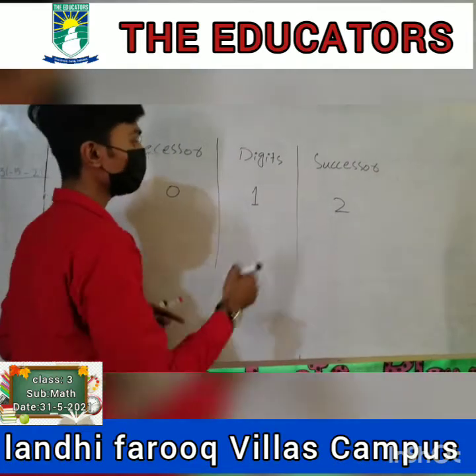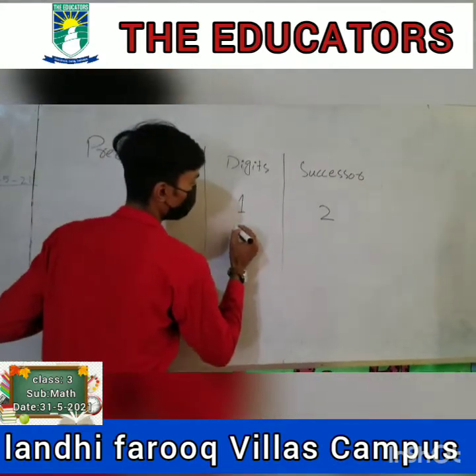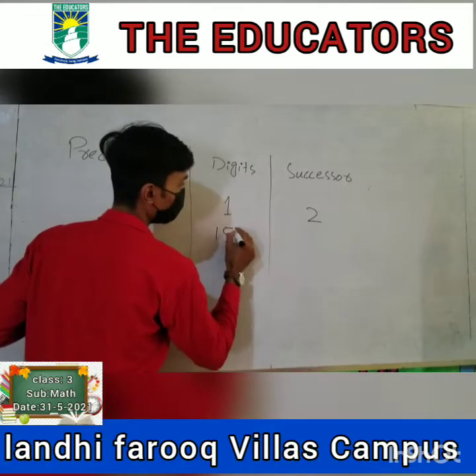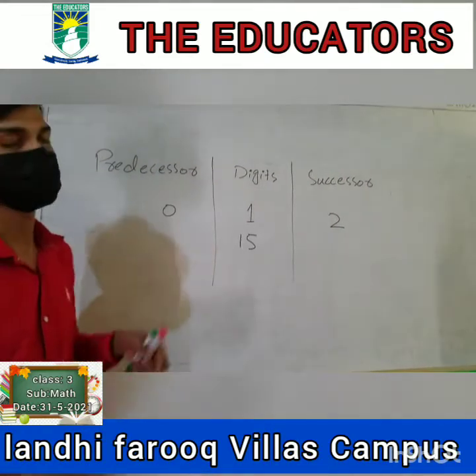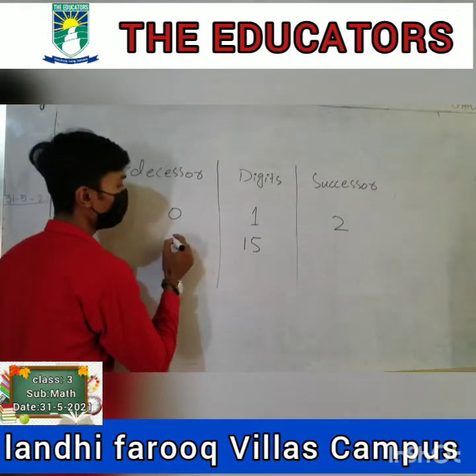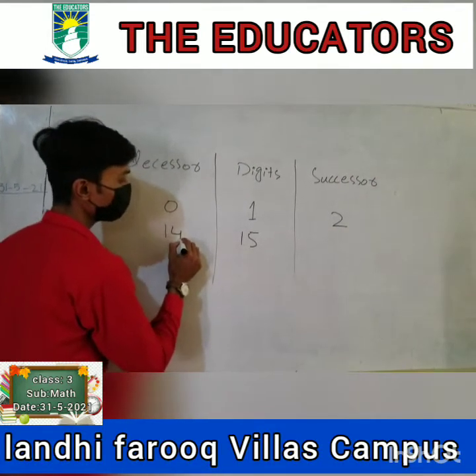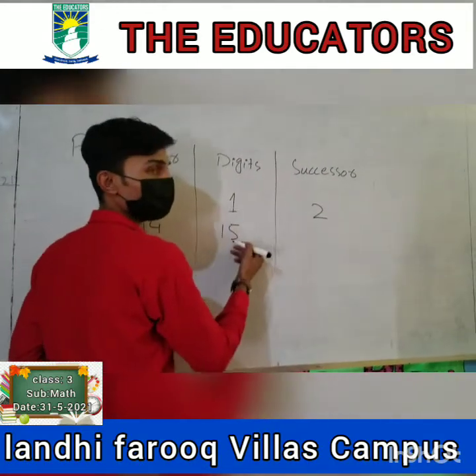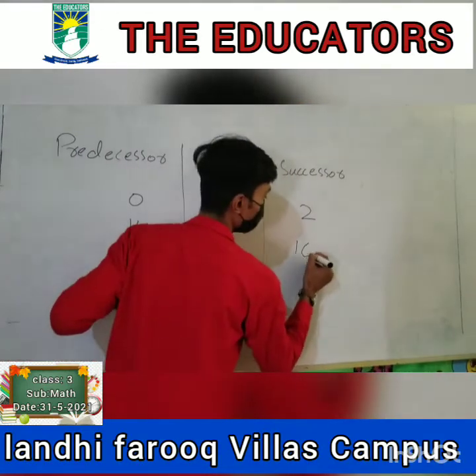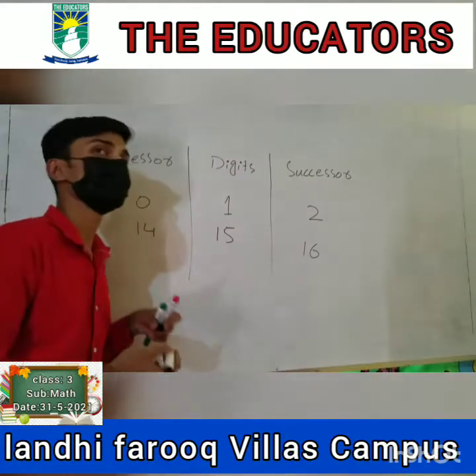Let's suppose we take 2 digits, 15. So what is the predecessor? Predecessor will be 14 because 14 comes before, and what will come after 15? 16. So it is the successor.